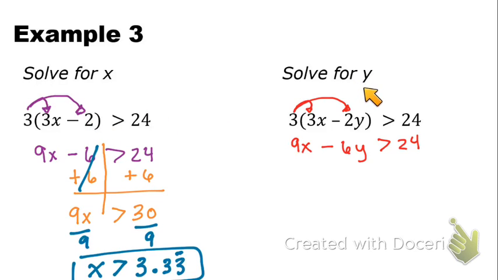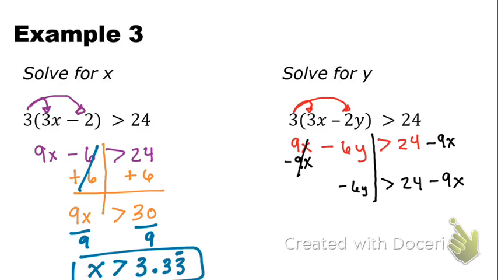Now we're solving for y, so we want y by itself. So that means we get rid of the 9x. To get rid of the 9x, we're going to subtract 9x because 9 minus 9 is 0. Now we'll place it off to the side again because it's not like terms. And so we end up with negative 6y greater than 24 minus 9x.